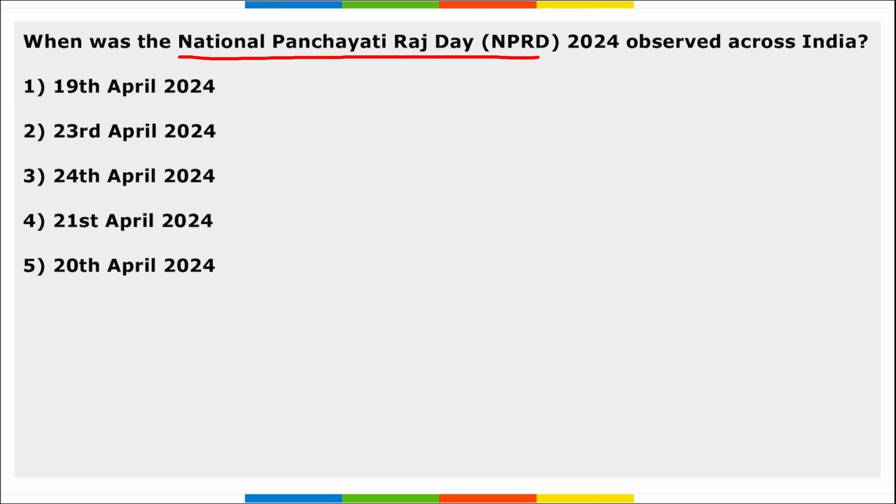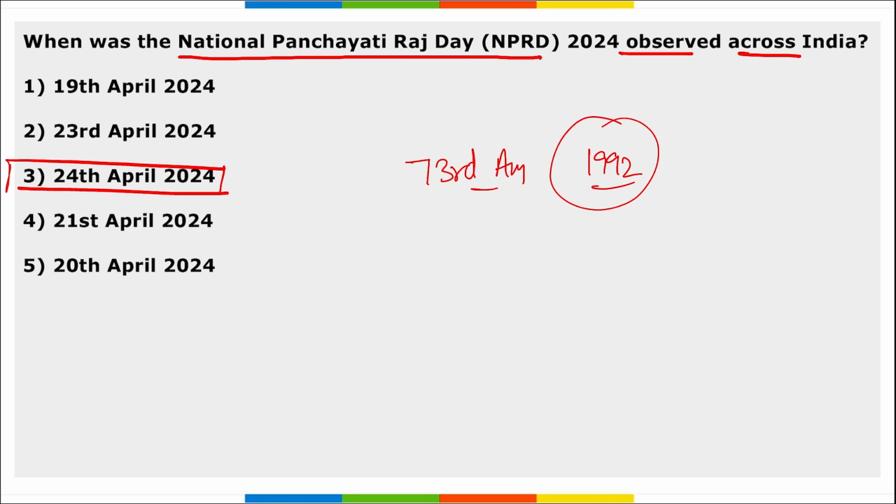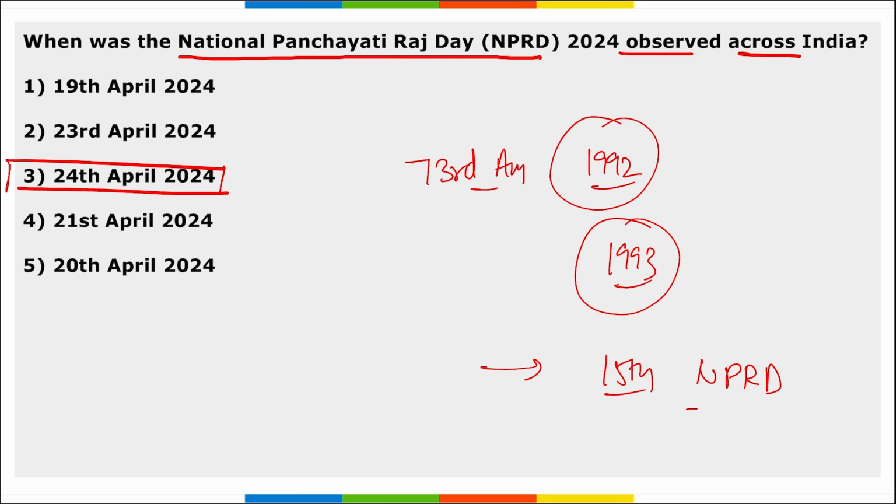Next, when was the National Panchayati Raj Day observed across India? National Panchayati Raj Day was observed on 24th of April. It is also known as National Local Self-Government Day, and it is to recognize and honor the establishment of Panchayati Raj systems and their pivotal role in decentralized governance. Also remember, this day commemorates the institutionalization of Panchayati Raj in India through the 73rd Amendment Act of 1992, which came into force on 24th of April 1993. This year, 2024, marks the 15th edition of the National Panchayati Raj Day.